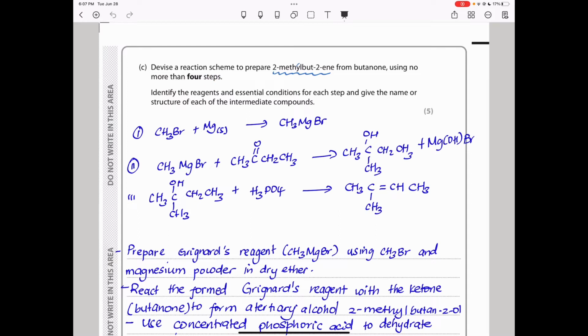Again, this is a reaction scheme. And then they say, identify the reagents and essential conditions for each step and give the name or structure of each of the intermediates. Since they want us to prepare that from butanone, I went on to using the Grignard reagent pathway. So we will begin with this one here.